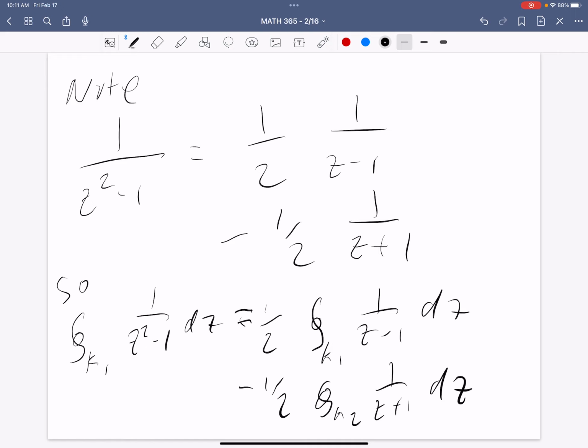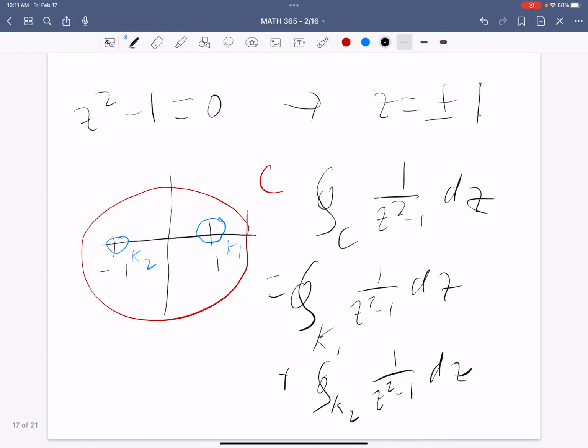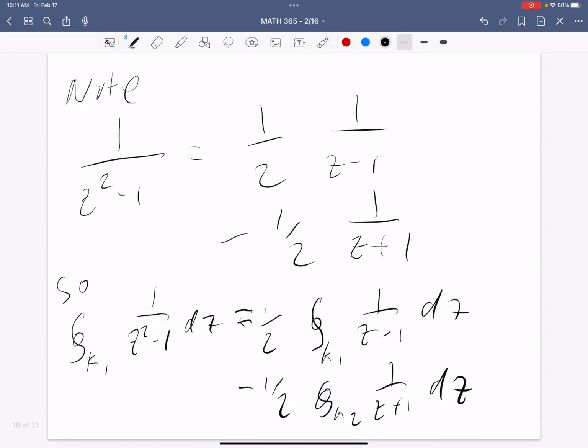All right, so on K1, note, K1 is enclosing z equals 1. And it's excluding negative 1. Note how I chose it. Okay, so on K1, this thing will integrate to 2 pi i. And on K1, this thing will integrate out to 0, because K1 does not enclose where this thing is not analytic. So by Cauchy-Goursat, this part is equal to 0.